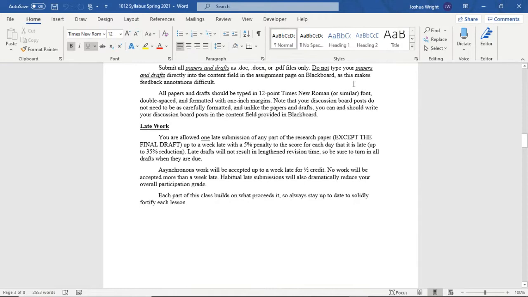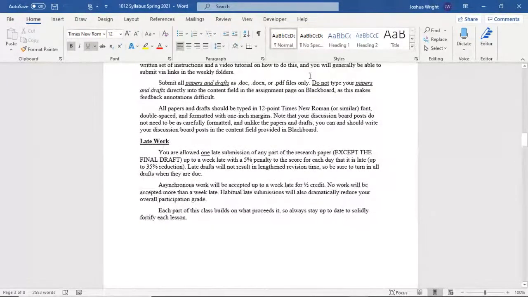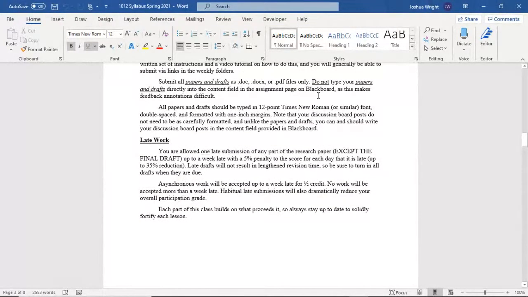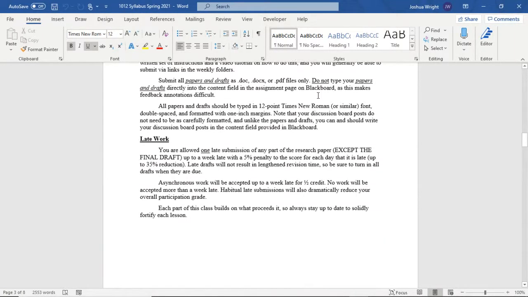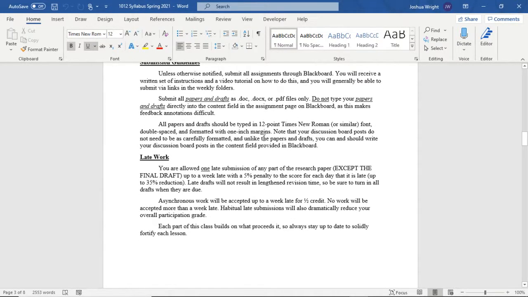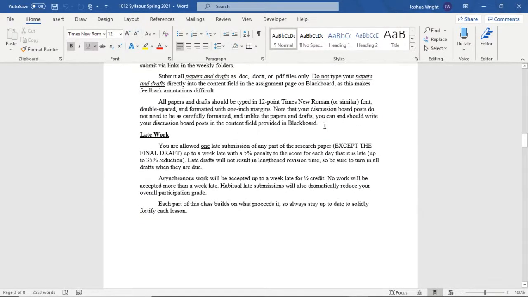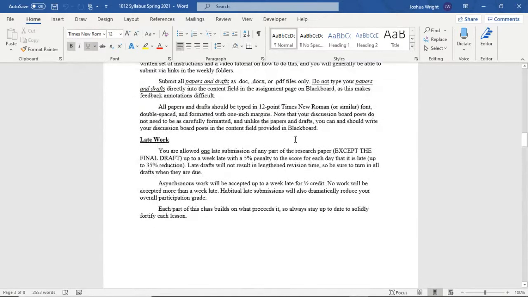And also, do not type your papers and drafts directly into the content field in the assignment page on Blackboard. I can't annotate them when you do it that way. So if you type your papers into the content field on Blackboard, you're doing yourself a disservice because I can't give you in-text annotations and feedback. That being said, your discussion board posts, unlike the papers and drafts, you should use the content field provided in Blackboard. So don't do attachments with the discussion board posts. They're a different thing, and I'll never make any sort of in-text annotations on the discussion board posts.